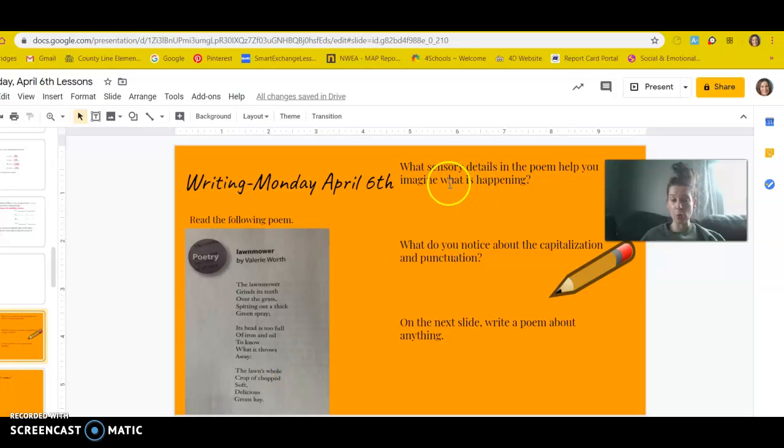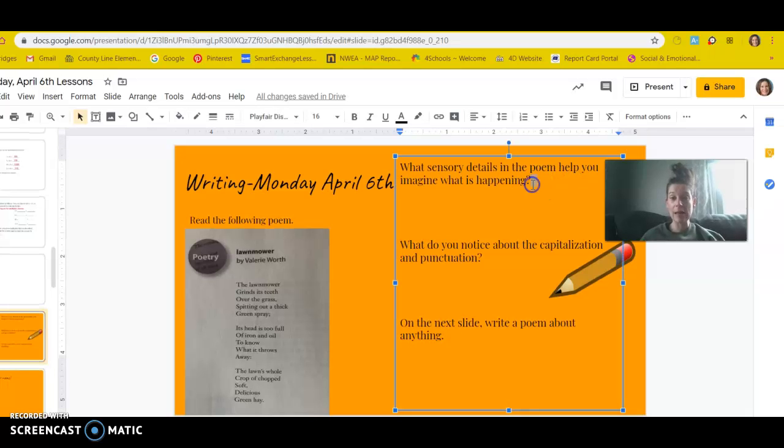Then the first question says, what sensory details in the poem help you imagine what is happening? What that means is I just want you to tell me what lines in there gave you sensory details that helped you imagine what was going on in the story. Be specific. You can just type right after this question.